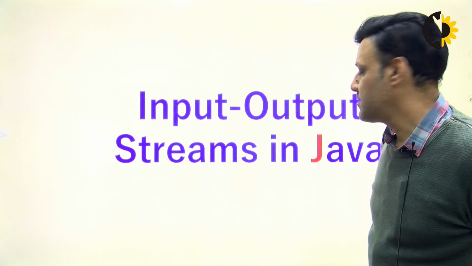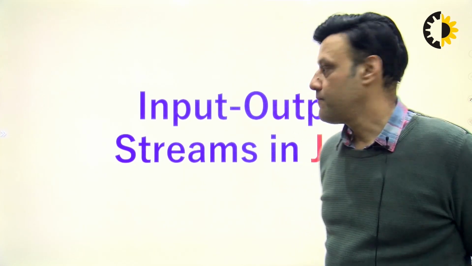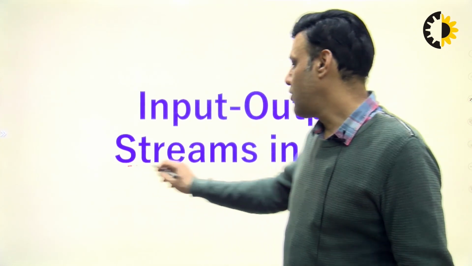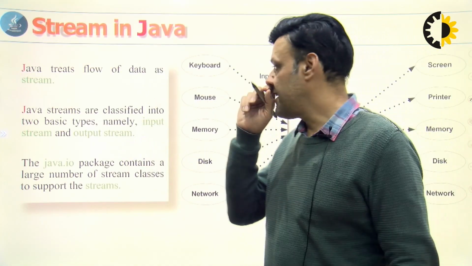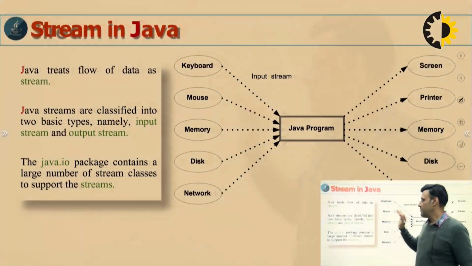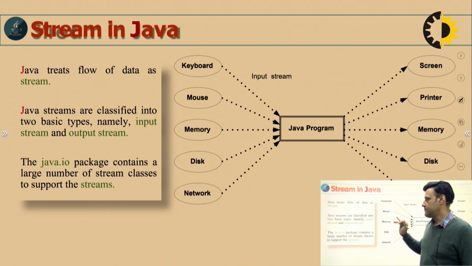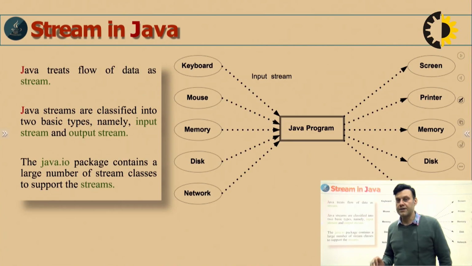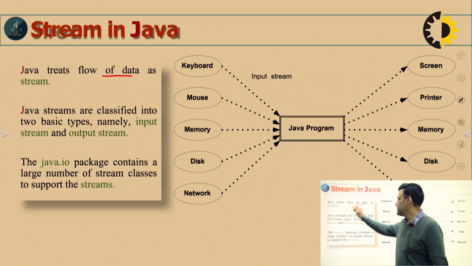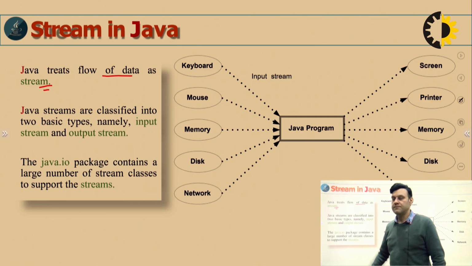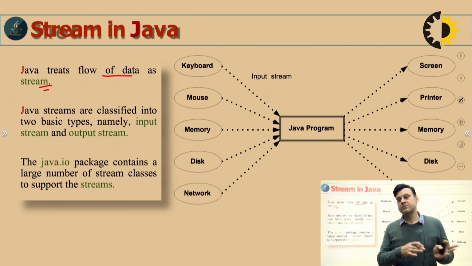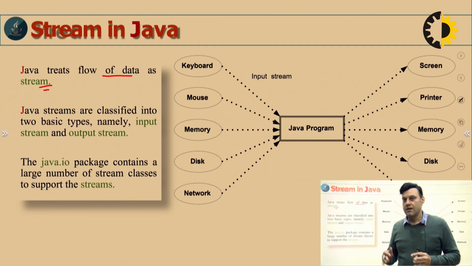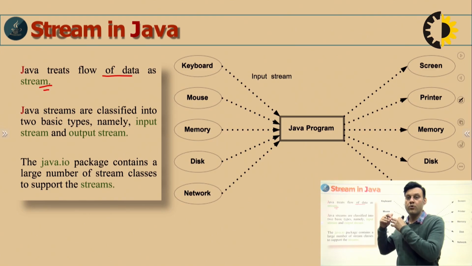So input output streams in Java. First of all, we should know what this means: stream. In Java we treat it as a flow of data. Java treats flow of data as a stream. So what is this flow of data? The data is coming from some input device, and we are sending output to some output device.